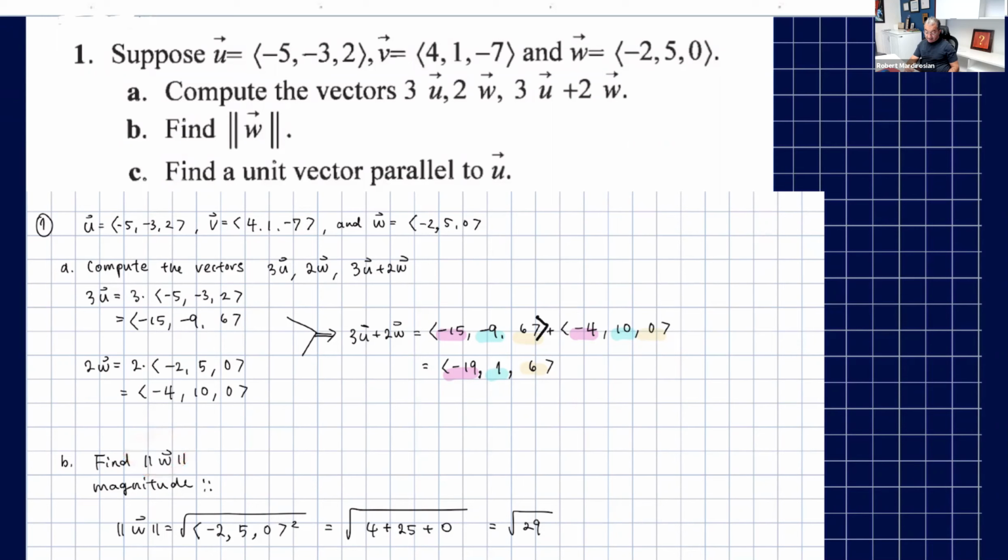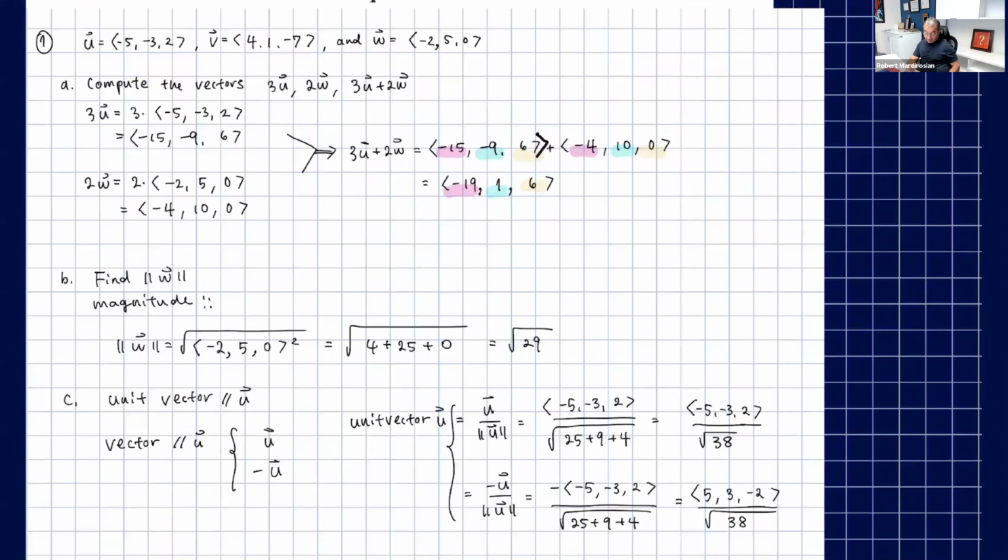This means the magnitude of W, or the norm of W. That's given by the first component squared plus the second component squared plus the third component squared, and you take the square root of that. So it's 4 plus 25 plus 0, square root of 29.